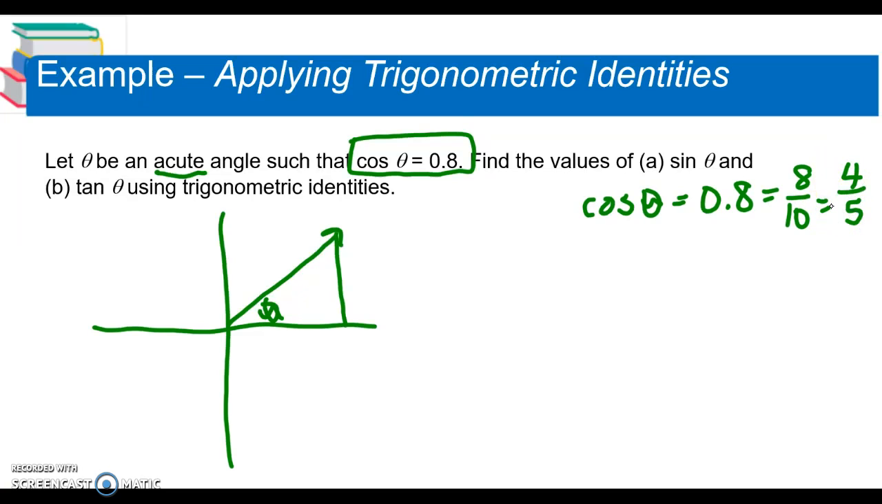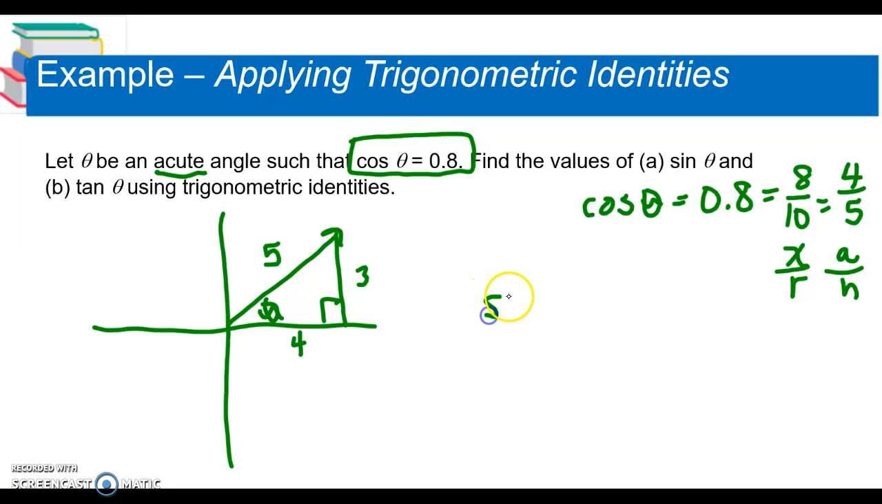And if I think of it that way, it's really going to help me because I know cosine is x/r or adjacent over hypotenuse. So I know I can label in my triangle the adjacent side 4 and the hypotenuse 5. And then using Pythagorean theorem, I know the other side of the triangle is 3.